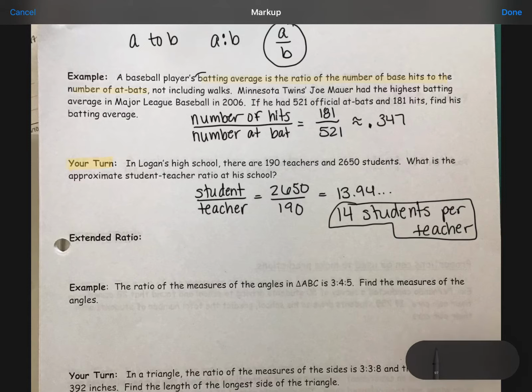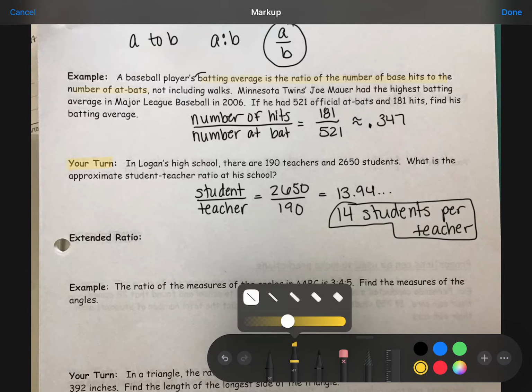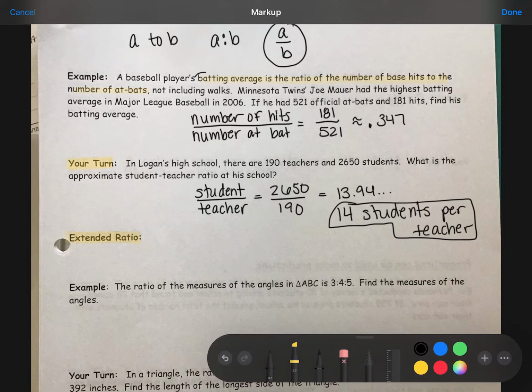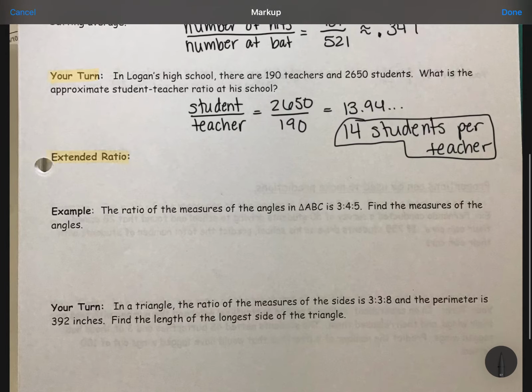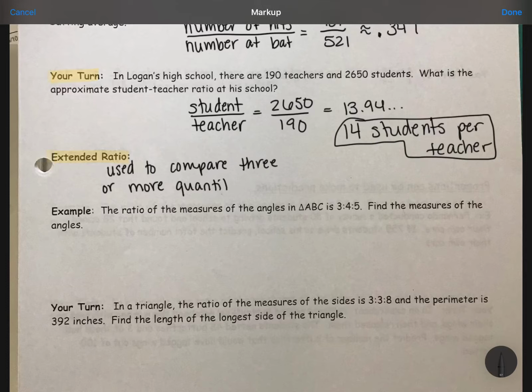All right. Hopefully you unpaused and you had the answer correct. Next, we're going to look at extended ratios. An extended ratio is basically used to compare three or more quantities. And we use this in triangles because there's three sides and there's three angles in a triangle. So that would just look like A to B to C.